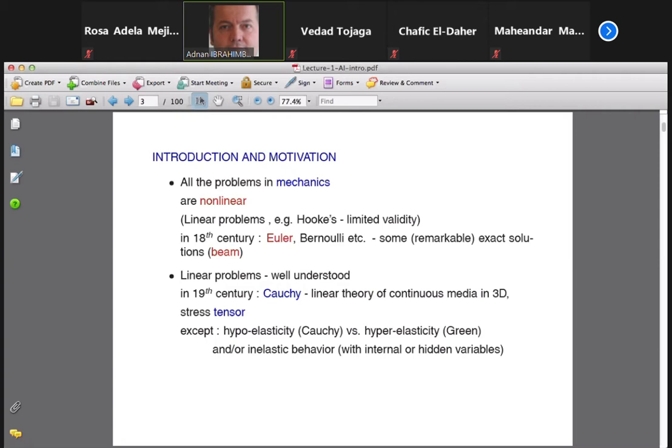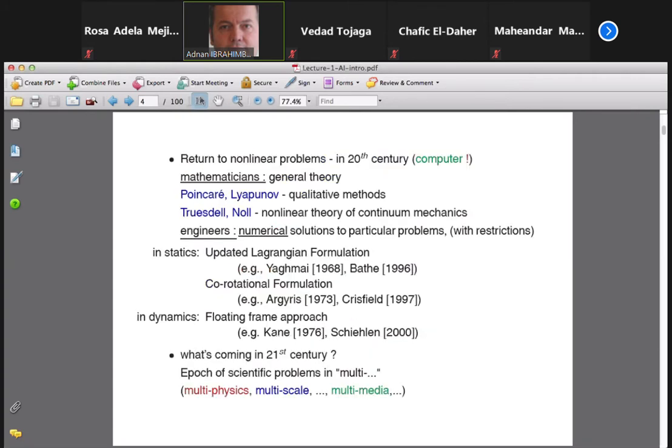In any case, the idea is that there was this dispute between Cauchy, who was selling hyperelasticity, and Green, who was also selling hyperelasticity, and it turned out Green was actually better, right? Everything was not covered. And then you need inelasticity with the so-called internal hidden variables. We'll also discuss this as we go along.